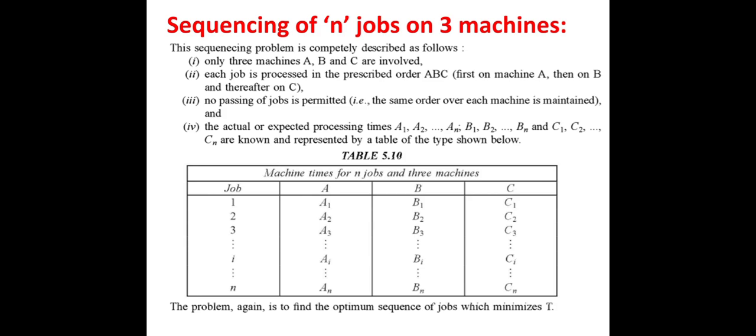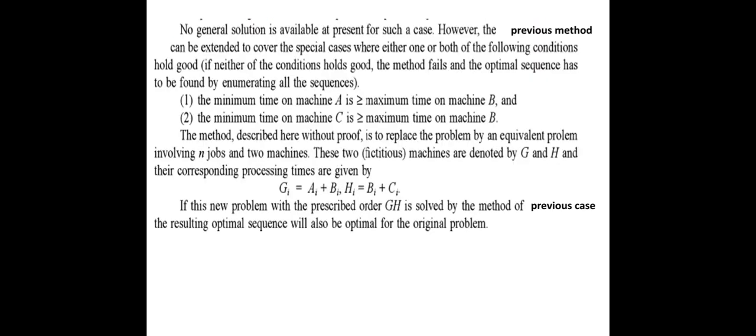The actual or expected processing times A1, A2 and B1, B2, C1, C2 are as shown in the table below. That is, these are the jobs and these are the processing times on machine A, machine B and machine C respectively. So the problem again is to find the optimum sequence of jobs which minimizes T, the total elapsed time, which also includes the idle time. No general solution is available at present for such a case, that is for sequencing of n jobs on 3 machines.